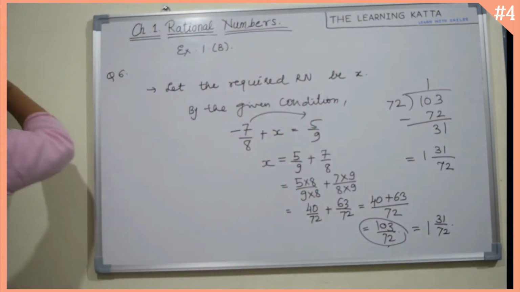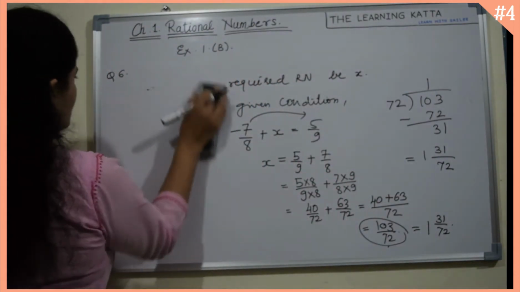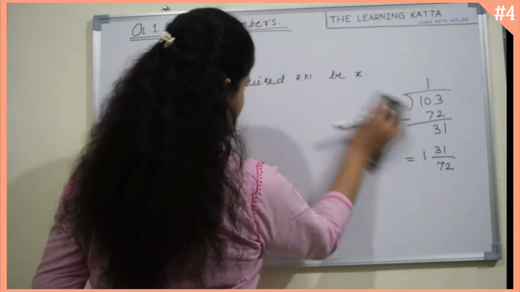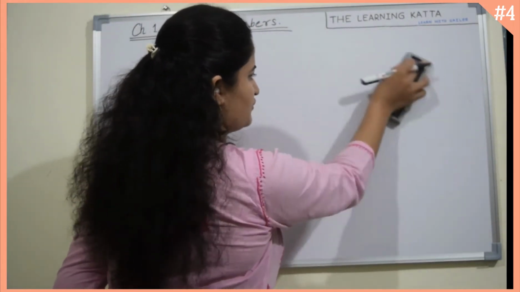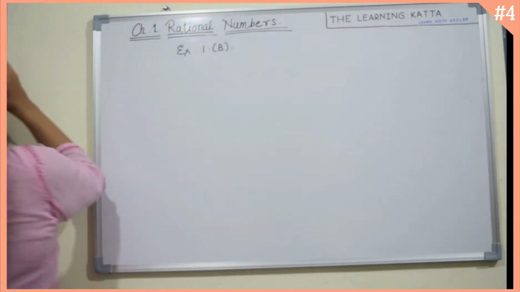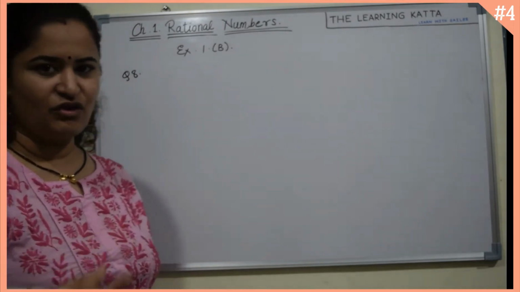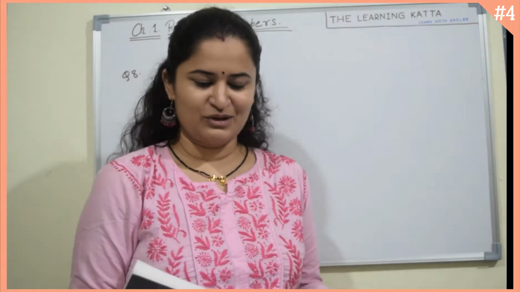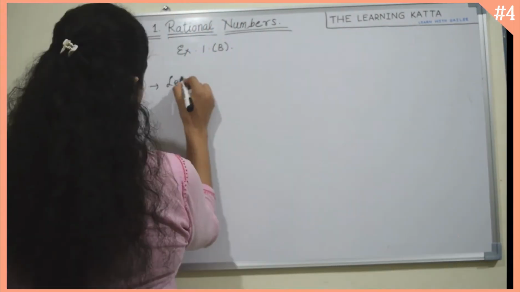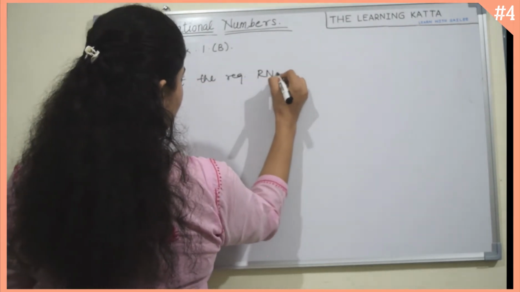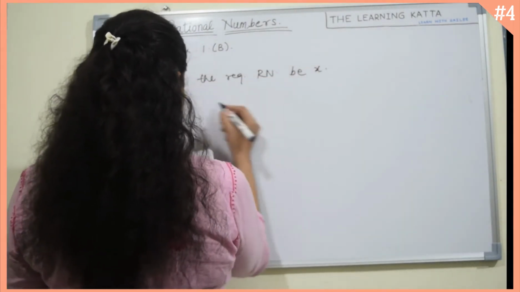Now let's move to the next question. Question number 8. Now in question 6, they asked us which rational number should be added. In question 8, they have asked us about which rational number should be subtracted from a particular rational number to get a particular number. Okay. So let the required rational number be x.